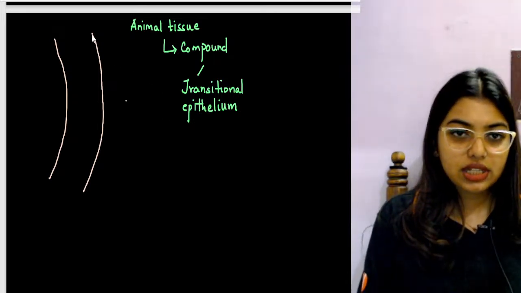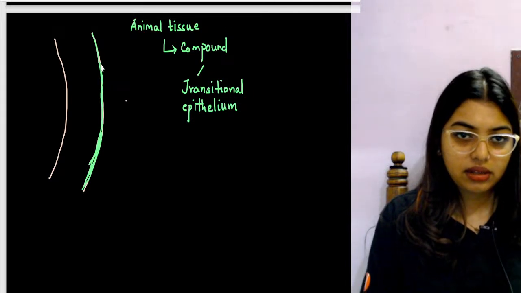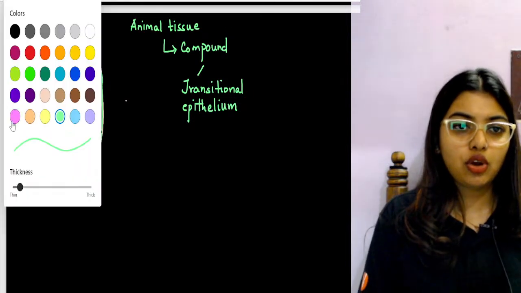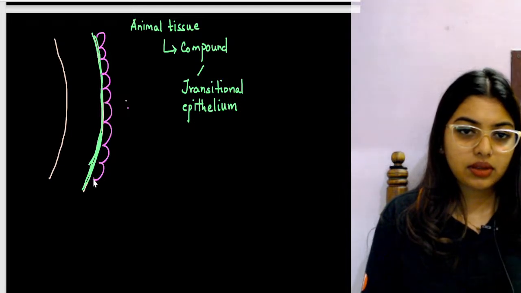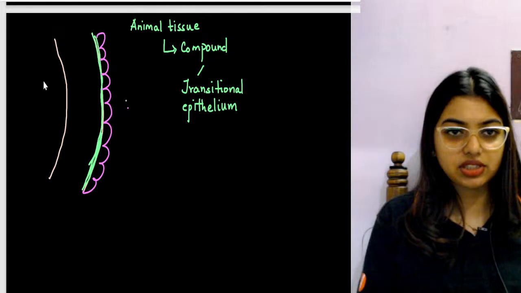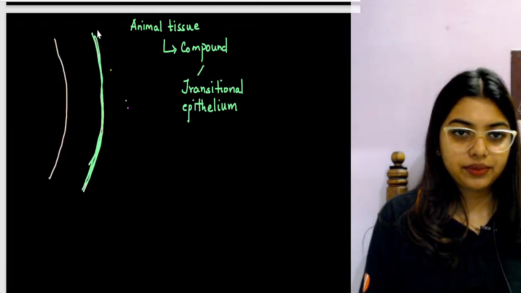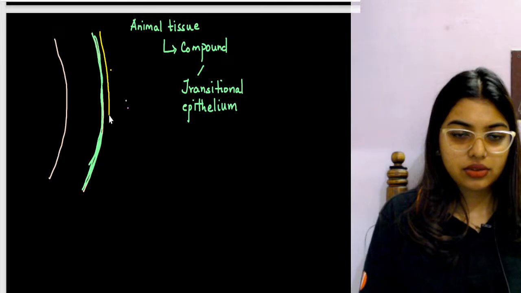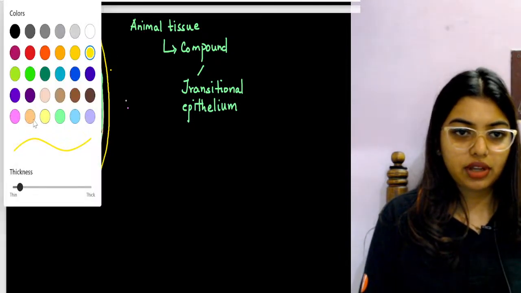So students, let's assume this one. The green color one is the transitional epithelium. It's too difficult to draw actually with the pen. On top of the transitional epithelium, you are going to have muscular and connective tissue. There's one more layer which is muscular, and on top of the muscular layer, you're going to have a connective layer.